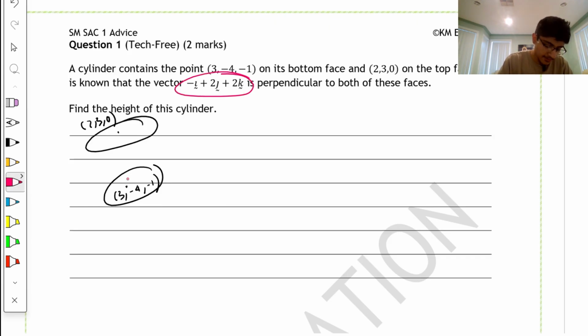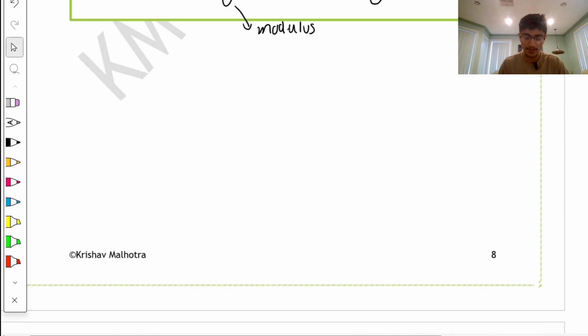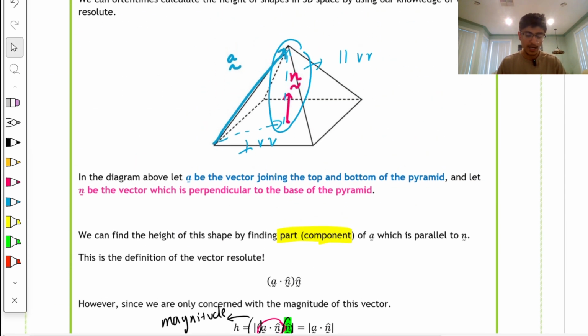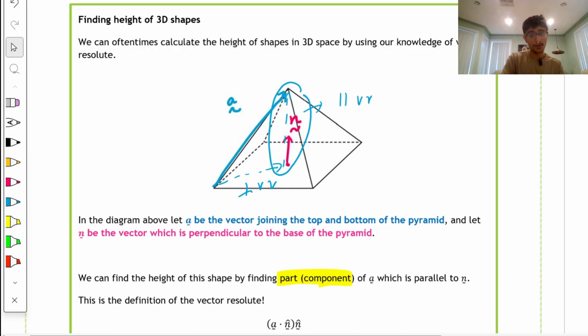So I'm thinking something along the lines of it's basically like a normal vector. It's perpendicular to both of them. It says find the height of this cylinder. So what I would do is simply apply that concept which I learned up here, which is that we first find a vector A, which joins the top and the bottom, and then we'd find the scalar resolute of that vector on our normal vector.